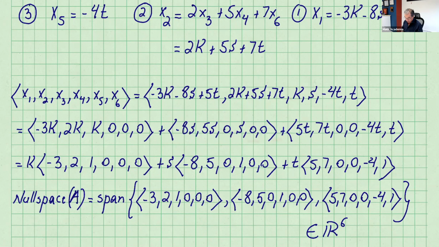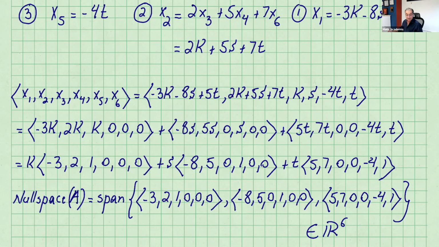And for t, so let's look at it. 5t, then we have 7t, then no t's here, so you put zeros. And you have a negative 4t and a t, so you substitute those and you factor out. So now the span of the null space is going to be the span of these three vectors or any linear combination of those vectors. So that's a basis for the null space.